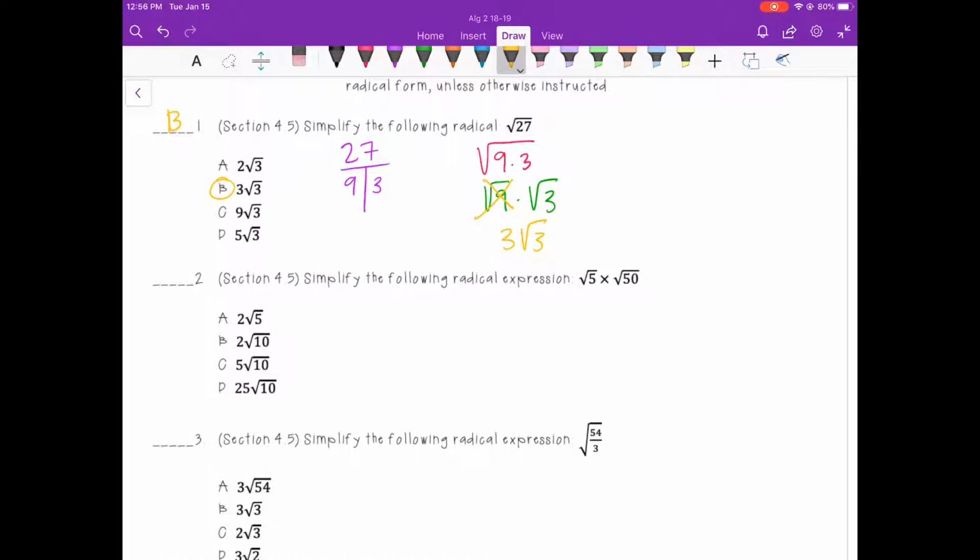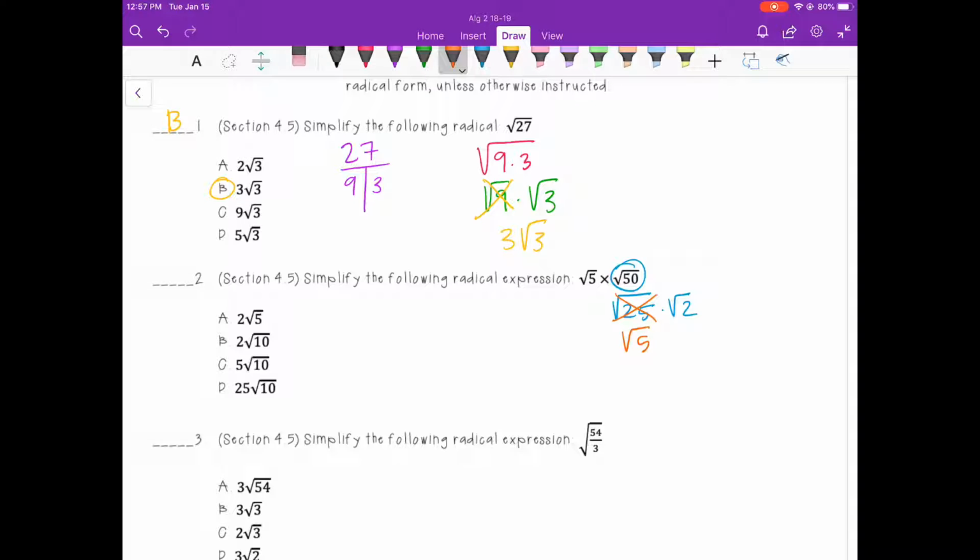In example 2, simplify the following radical expression. There's a couple different correct first steps. I always like to simplify beforehand. So this radical 50, we know 25 is a factor of 50. So we can break that guy into the square root of 25 times the square root of 2. The square root of 25 is just 5.